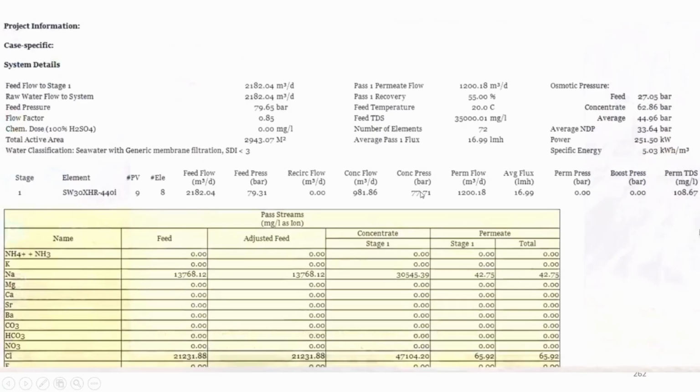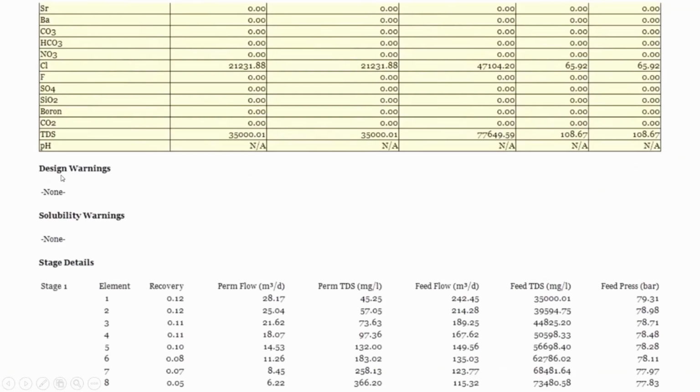Concentrate pressure is 77.7 bar and permeate flow is 1200 cubic meters per day. The average flux is around 17 and permeate TDS is 108. Now, if you look at the design warning, we don't have any error.